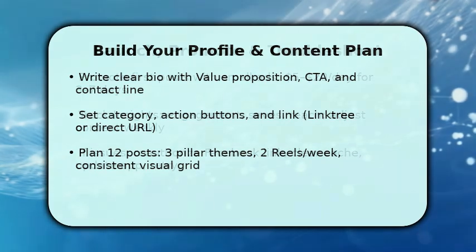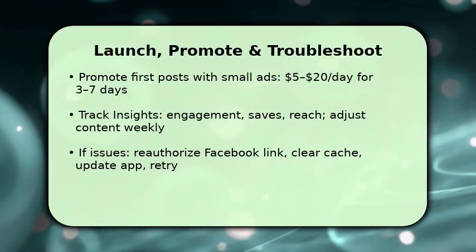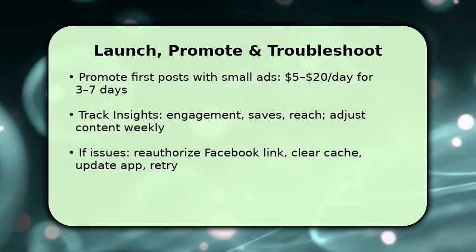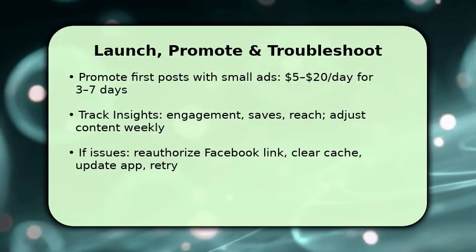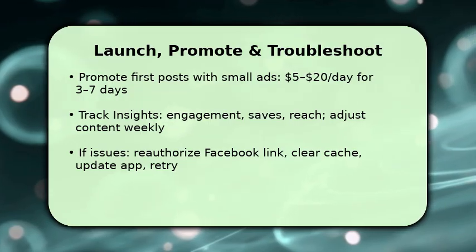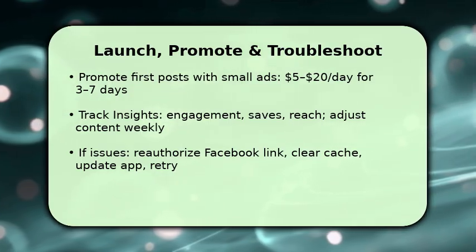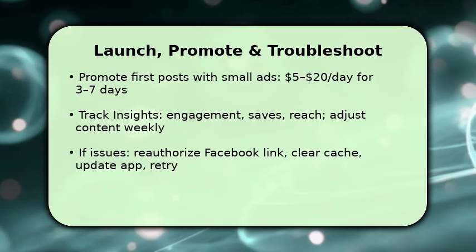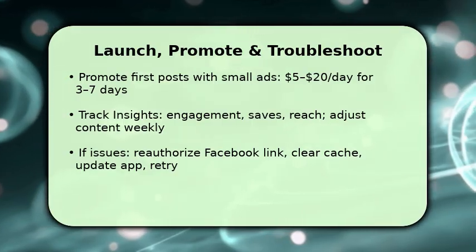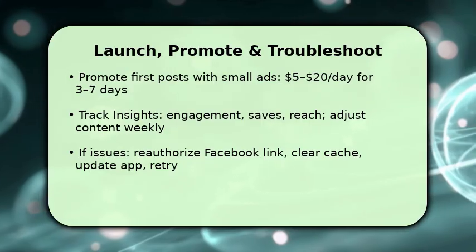Promote your top-performing post with a modest ad spend. Try $5 to $20 per day for a short test to build initial reach and followers. Monitor insights closely. Focus on engagement, saves, and reach, and adapt topics that perform best. Once you have traction, enable shopping or lead forms.